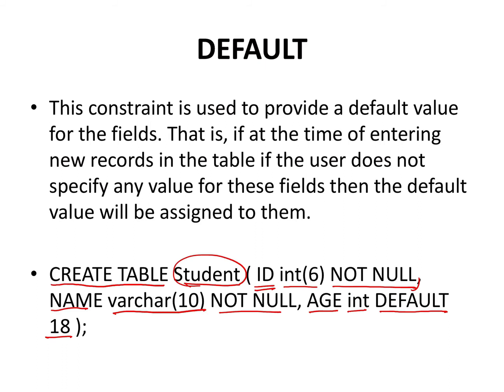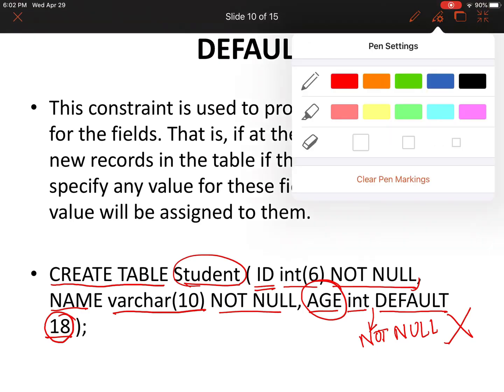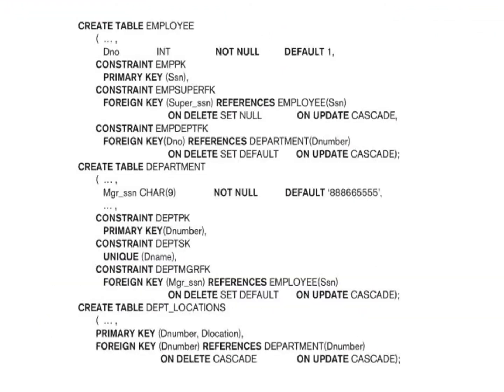That means I have not mentioned it as not null. So I'm saying I have not mentioned it as not null. That means age can have null value, as in the person might skip entering the age. In case he skips entering the age, then what default value will automatically get inserted there? 18. Okay, so this is what is default value. So this is the next constraint. So all these have been mentioned here. So you can see default, how to mention the default value.